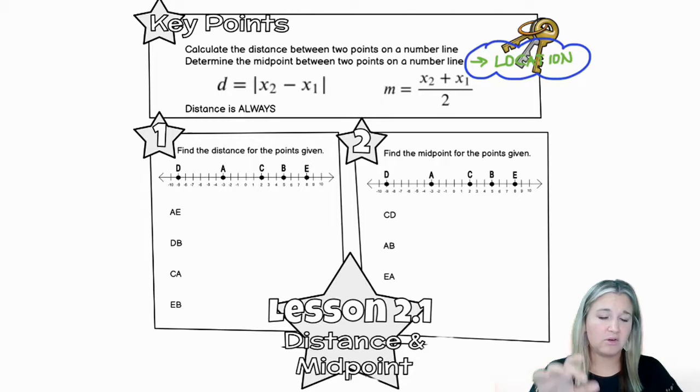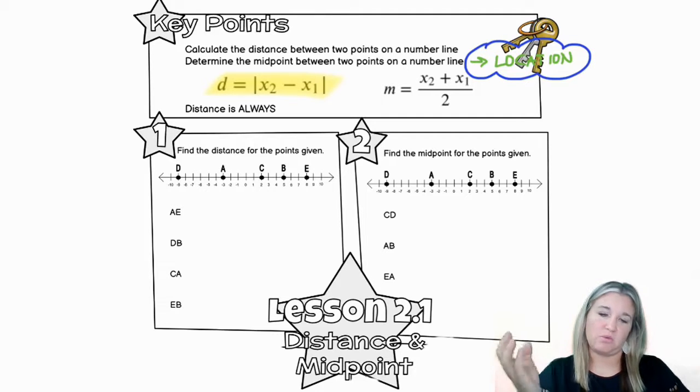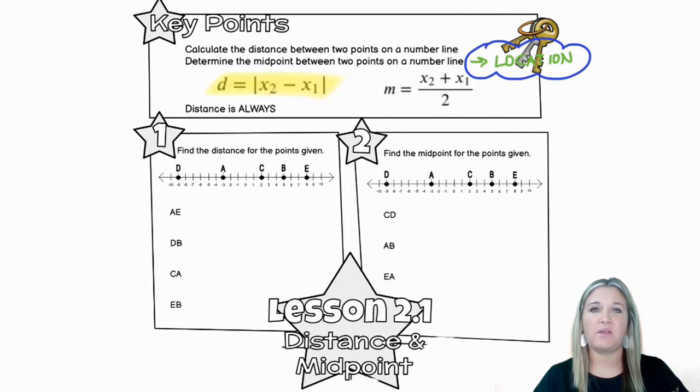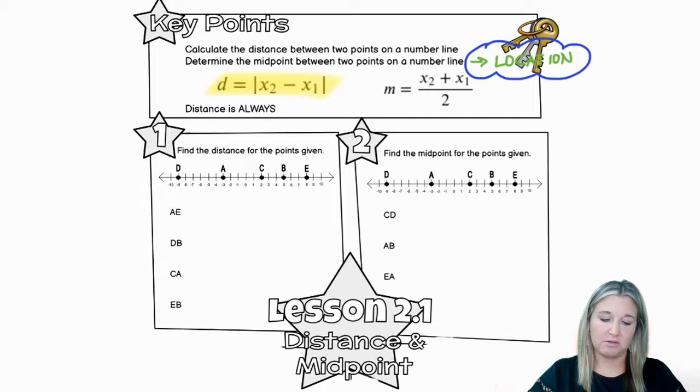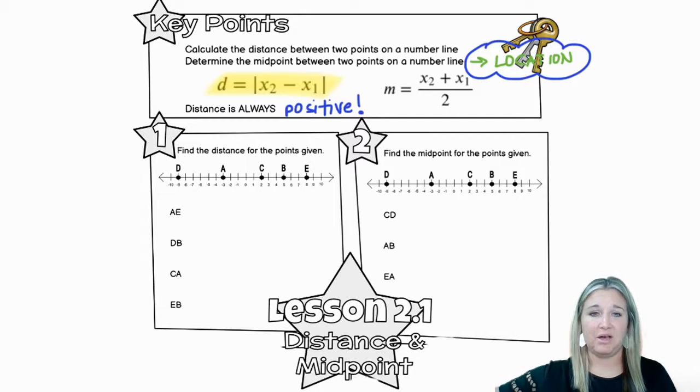Here are our two formulas. D is equal to the absolute value of the two endpoints subtracted from each other. So I'm going to take x2 minus x1 and take the absolute value. You're always going to take the absolute value because distance is always positive. You don't hear anyone say, I ran 2 miles out and negative 2 miles back. They ran 2 miles out and 2 miles back, which gives you 4 miles. So it's always going to be positive.